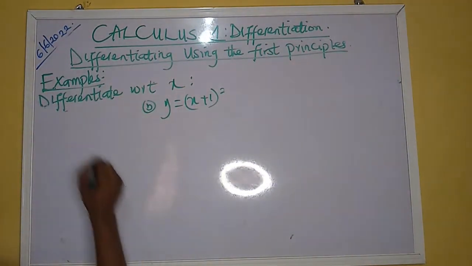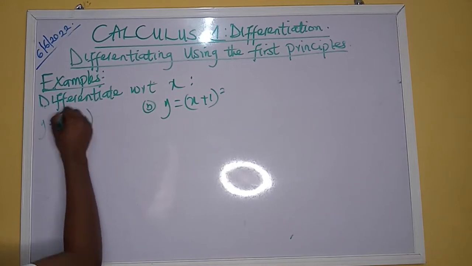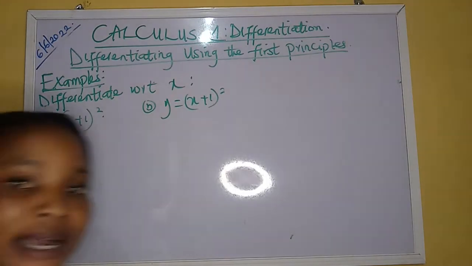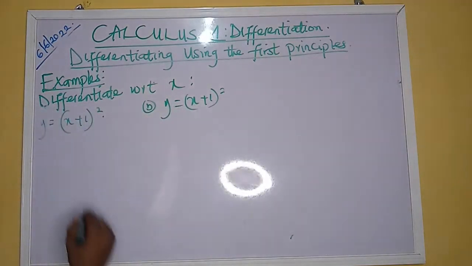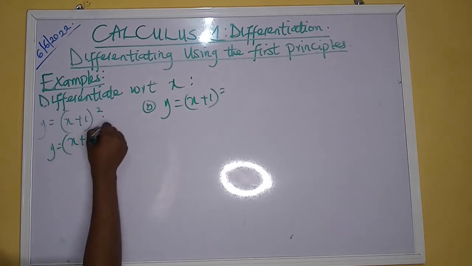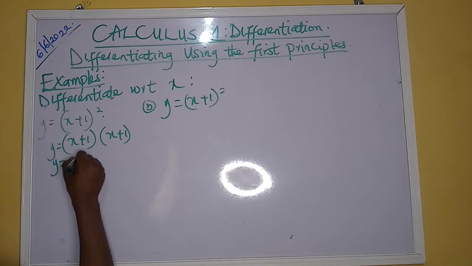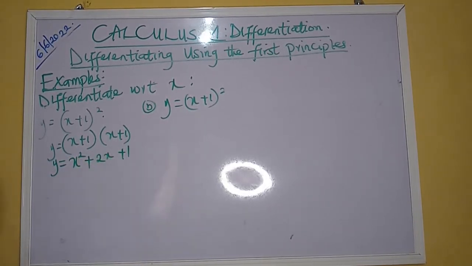Now the number 2 question. Our y is (x plus 1) squared. When you see something squared in a bracket, the next thing is to open up the bracket, following the BODMAS rule. So y is the same thing as (x plus 1)(x plus 1). Opening up the bracket, y gives me x squared plus 2x plus 1.